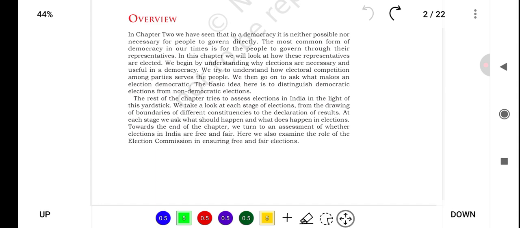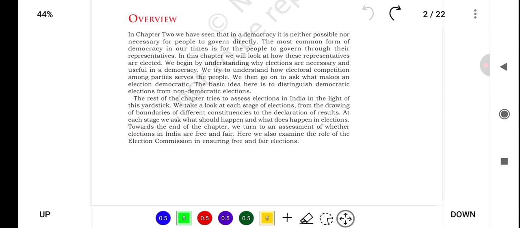We try to understand how electoral competition among parties serves the people. We then go on to ask what makes an election democratic. The basic idea here is to distinguish democratic elections from non-democratic elections. The rest of the chapter tries to assess elections in India in the light of this yardstick.